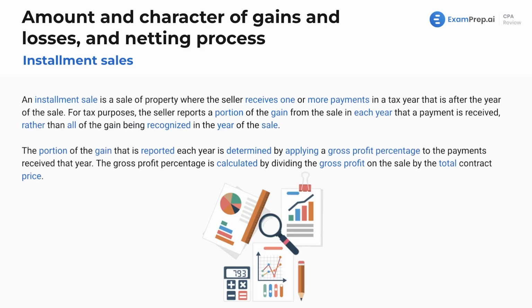Installment sales. What's an installment sale? Let's dive in. Well, this is a sale of property where the seller receives one or more payments in a tax year that is after the year of the sale. And why is this important? Why are we dealing with this?